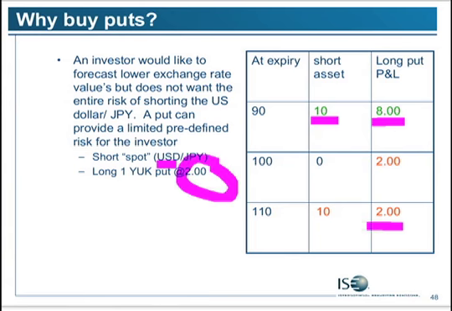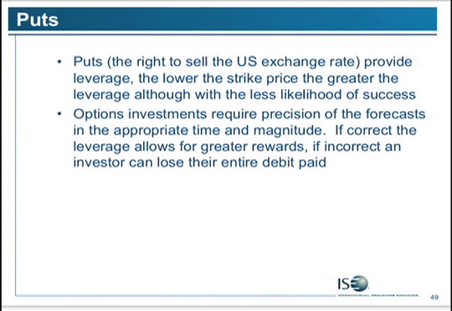Remember, if it goes to 120, you only lose $2. So you could lose 20 in the spot market. And that's the advantage of options, limited risk. So puts give the ability to sell the base currency, and again, it's always about timing and direction.